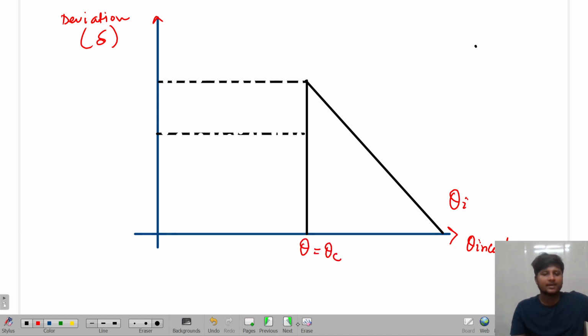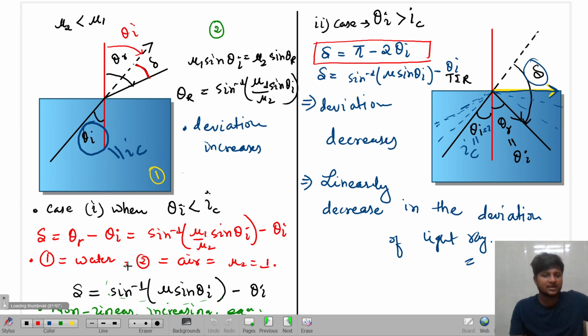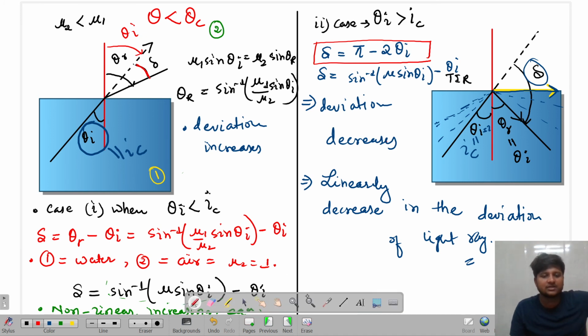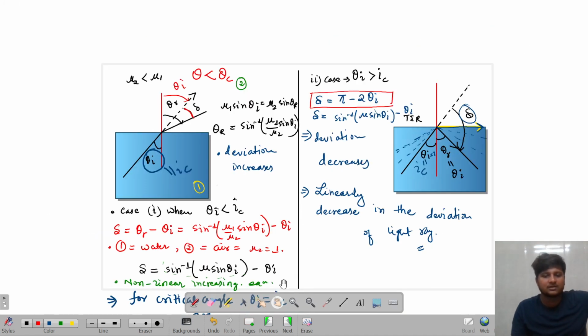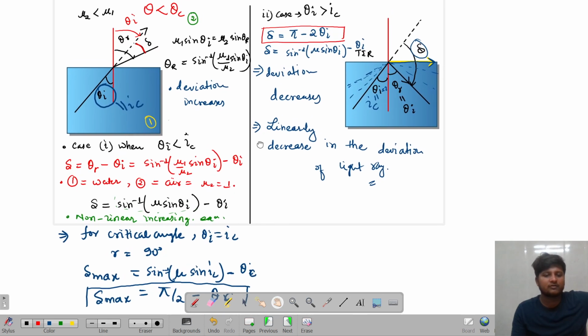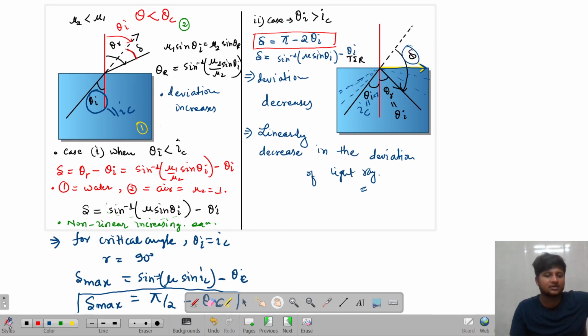You know that in the region of theta less than theta c, what is happening? First, it is a non-linear increasing graph. It will increase up to the maximum value of how much? Just pi by 2 minus theta c.